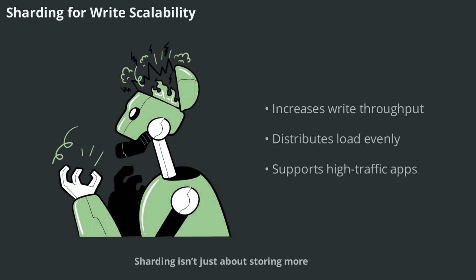Sharding isn't just about storing more data, it also enables higher write throughput. By distributing writes across multiple shards, you avoid bottlenecks and allow your system to handle more concurrent operations. This is especially important for applications with heavy write loads like social networks or financial systems.